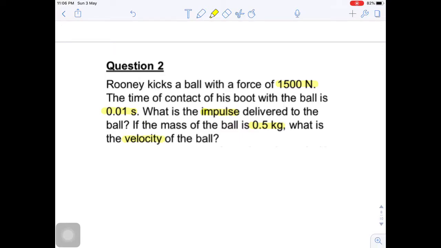So here the question is asking two things. First, question number 1 is impulse, and question number 2 is velocity. So first of all, we have to recall the formula for impulse. Impulse is equal to Ft, equal to mv minus mu.